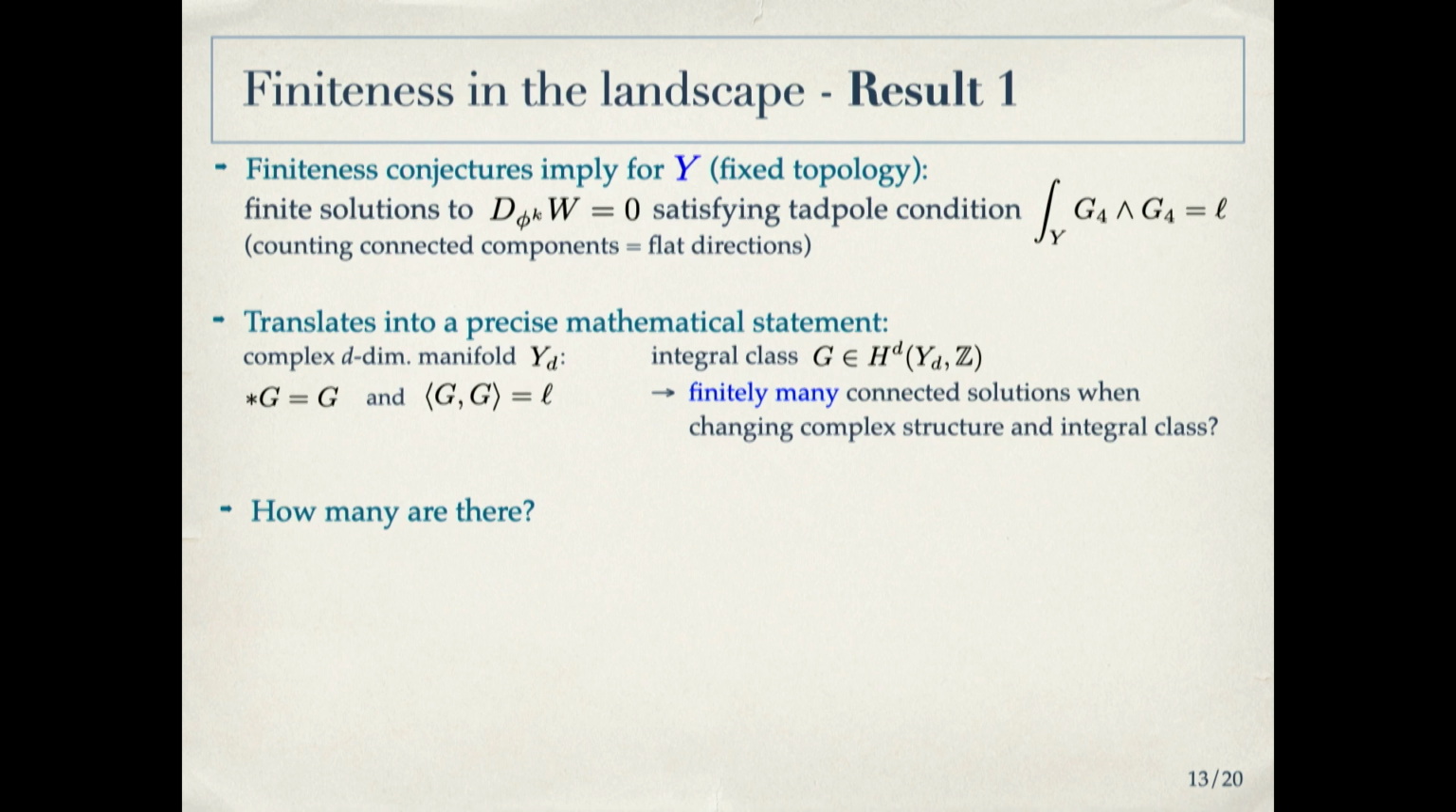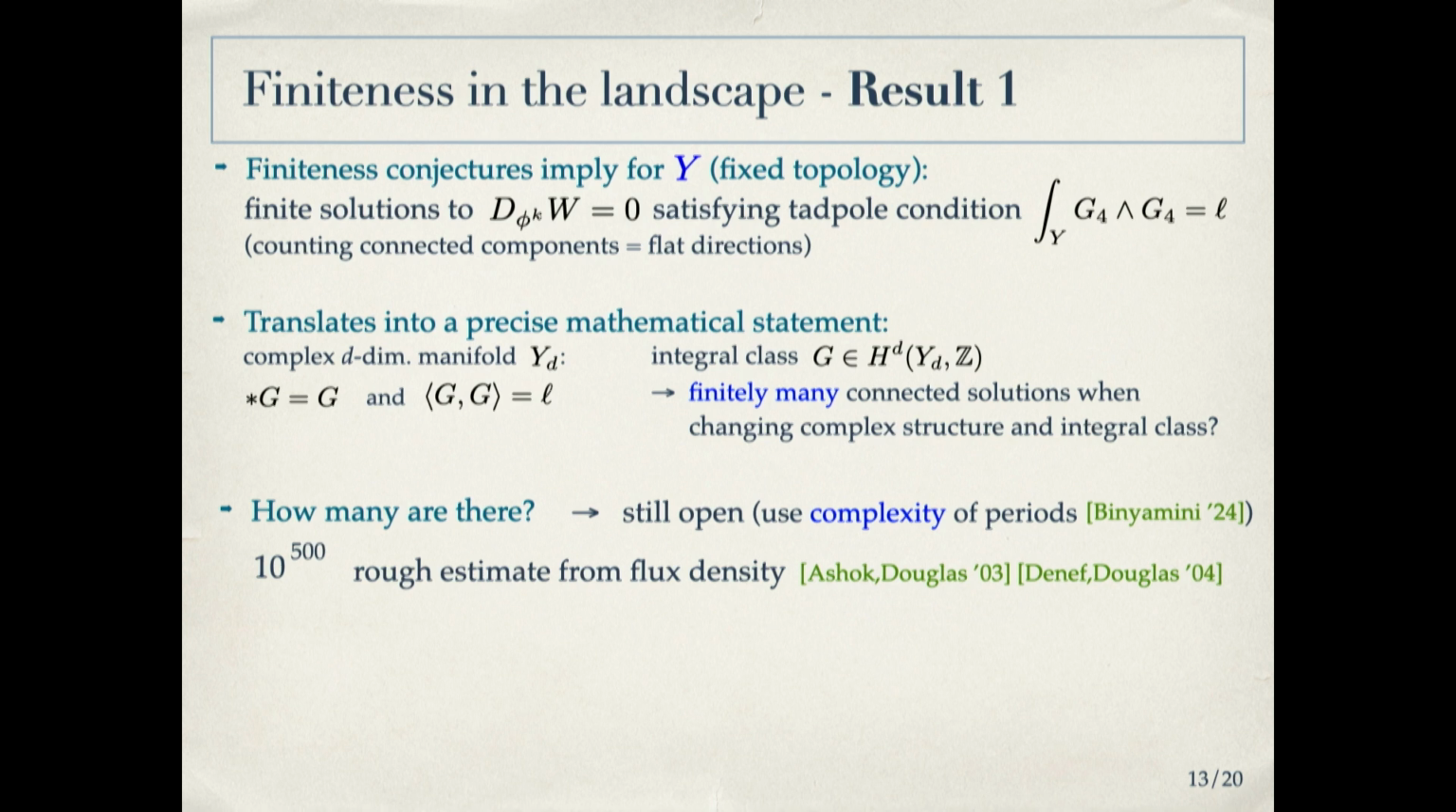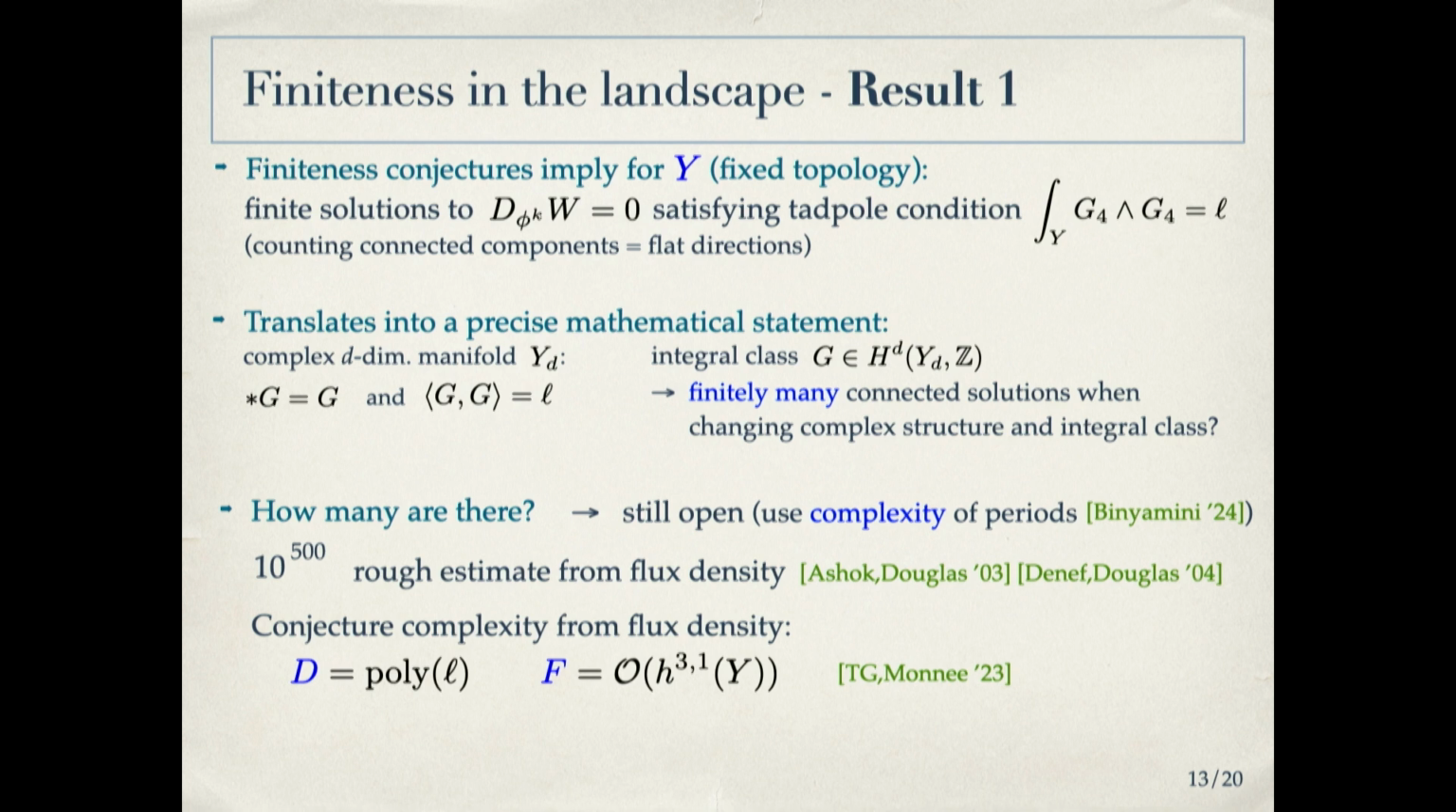Now you might ask, how many are there? Well, I told you we have a notion of complexity, but unfortunately we are not yet there to obtain a new upper bound on these numbers. You have heard these numbers before, 10 to the 500. They were obtained from a flux density estimate. I don't know how much we should trust in these numbers. But if you work backwards, you actually can determine the expected complexity matching with the flux density expectation.